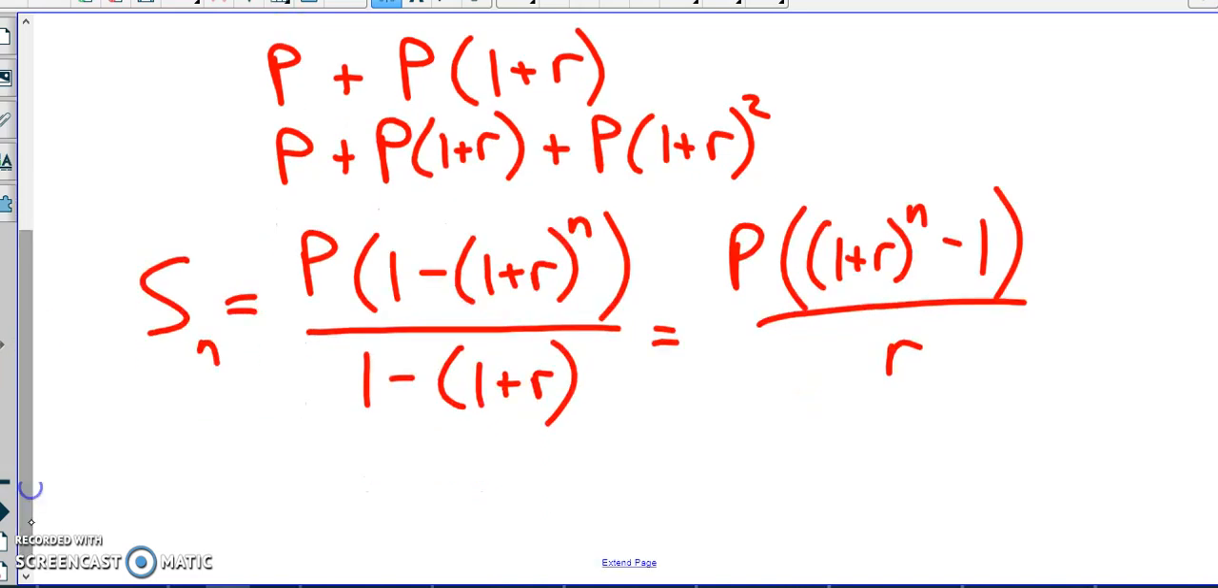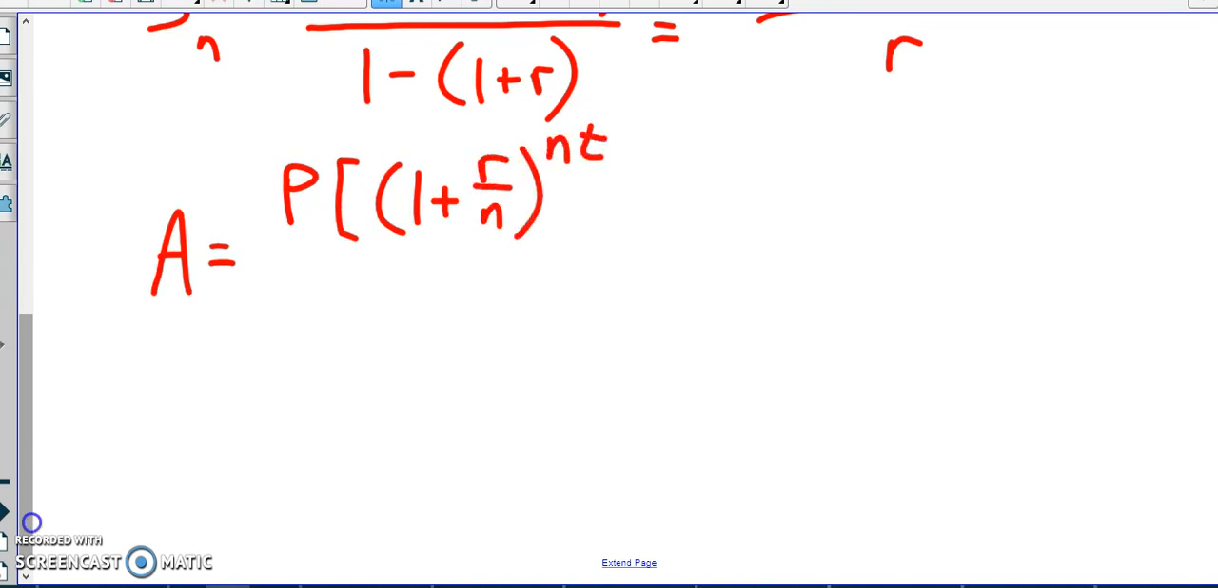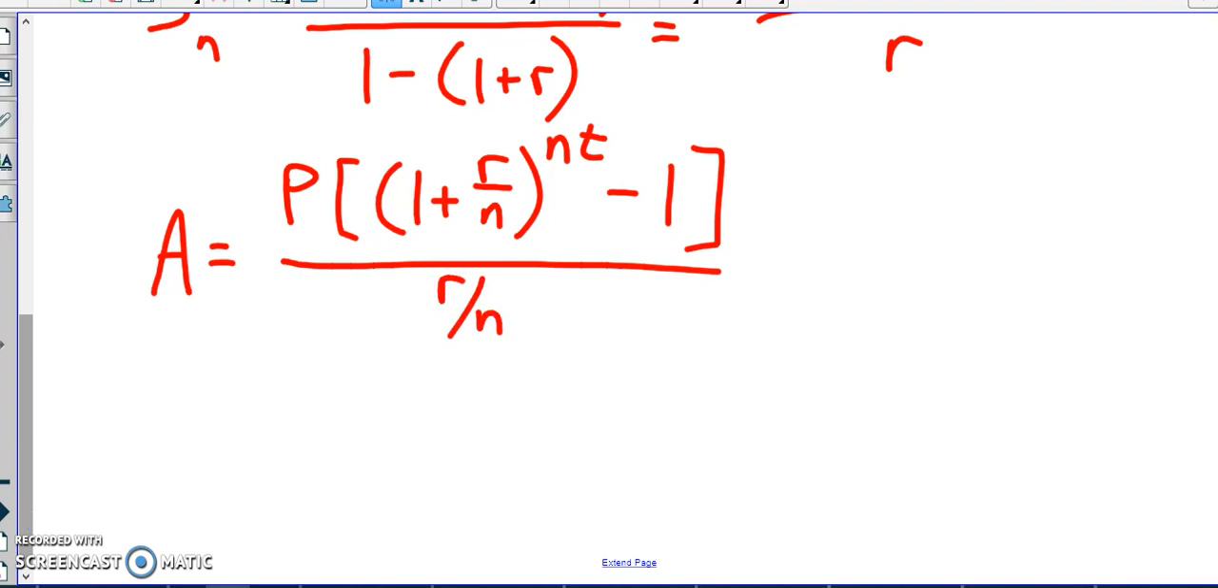If it's compounded more often, then the formula becomes this. So you've got the amount is equal to the amount that you deposit, or principal, I guess you could call it, times (1 plus R over N) raised to the nt minus 1, over R over N. And so then n would be the number of compounding periods per year, and t would be the amount of time in years.